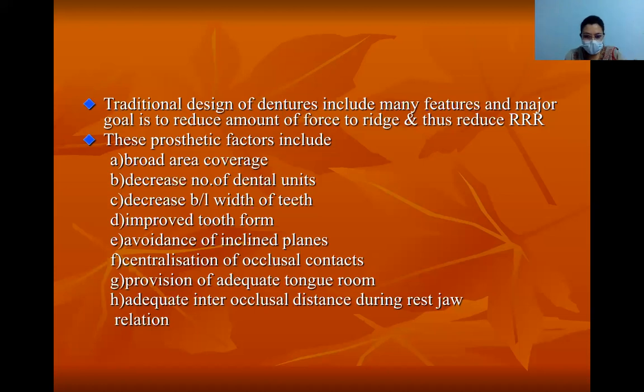Provision of adequate tongue room, which is very obvious. If there is not adequate area for the tongue, then the stability of the denture will be compromised largely. Adequate interocclusal distance during the rest jaw relation. That is, the vertical dimension at rest should be adequate. If VDO or VDR is increased, what will happen? Residual ridge resorption will increase.